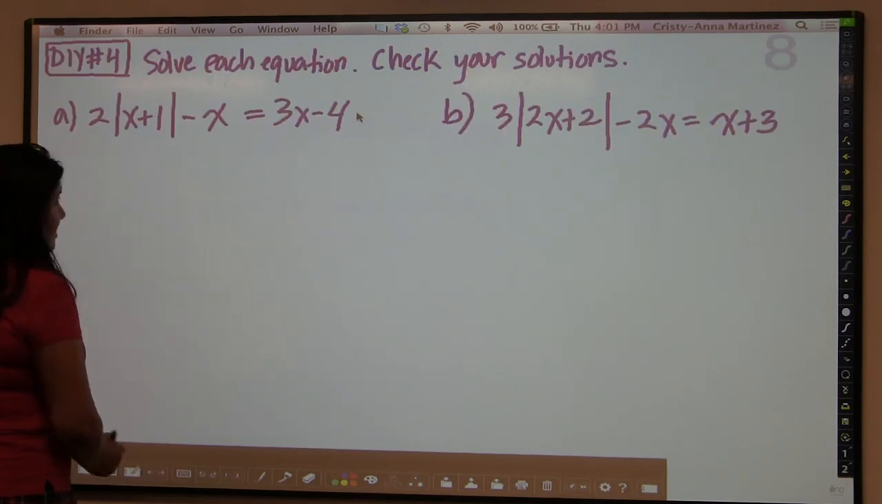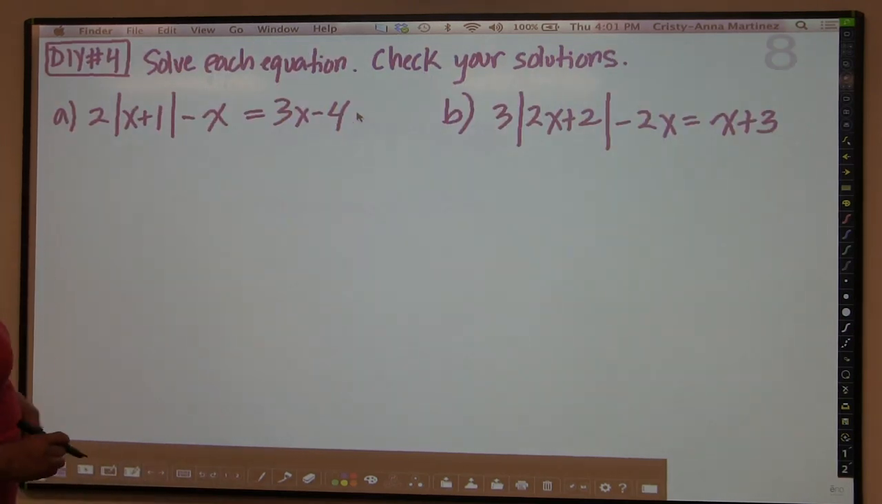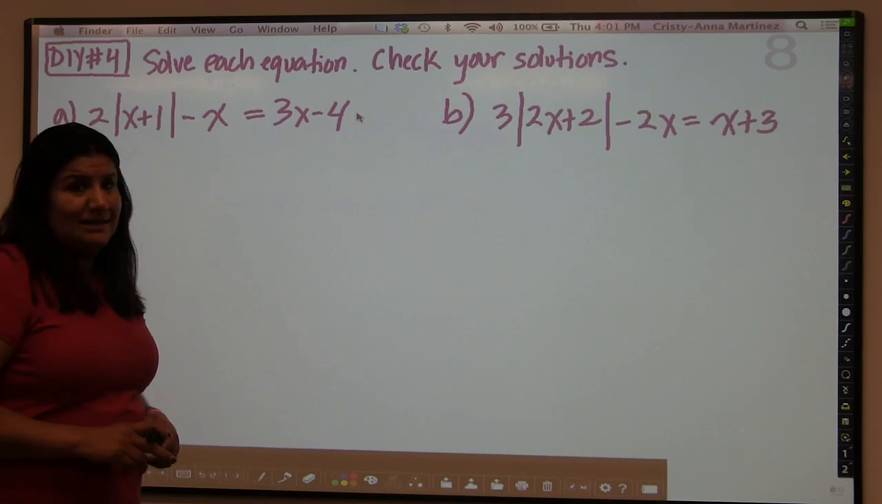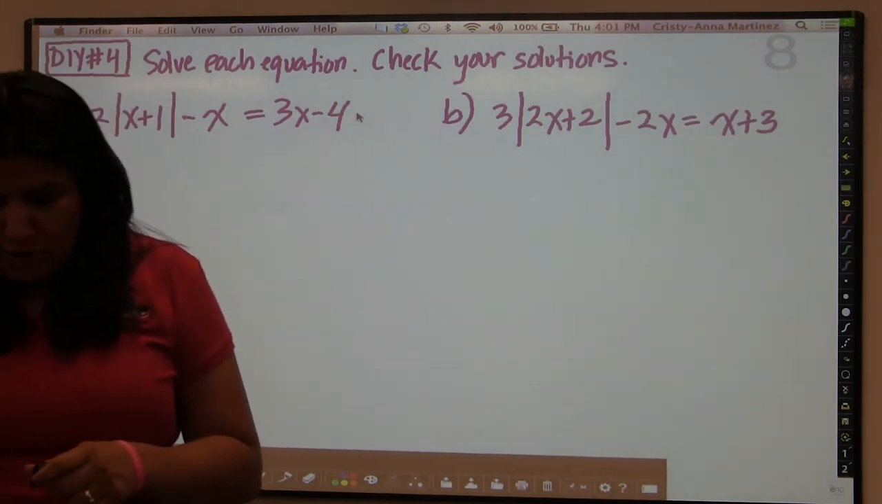So now you will have a chance to do this do-it-yourself problem. And once you've completed this little guy, you will have finished your notes for this lesson.